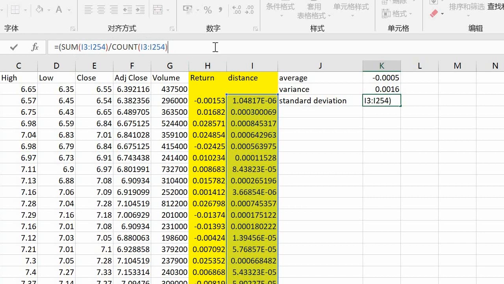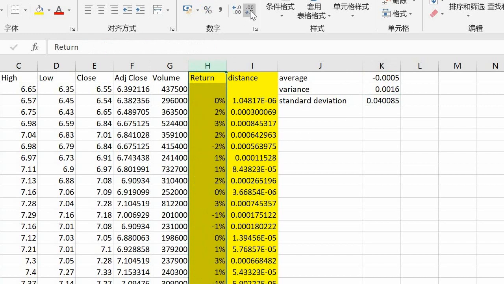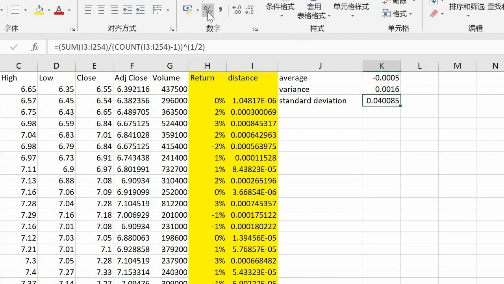and then I'm going to put basically a square to the half, which is a square root, and remember to actually take away 1 to take into account the sample error. Okay, and that is the standard deviation. So you'll see that the standard deviation is more comparable to the return itself.